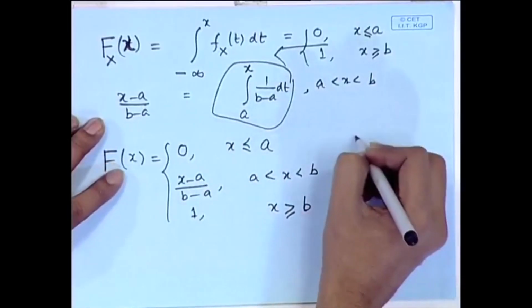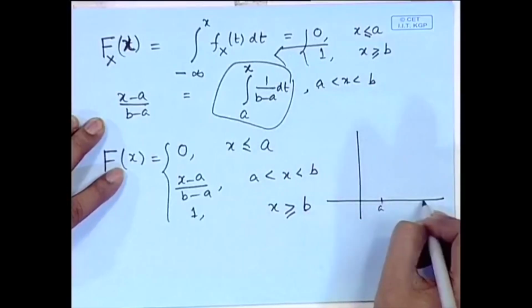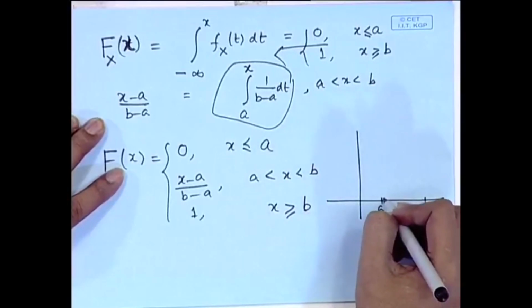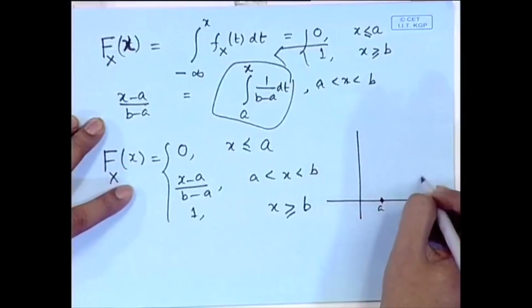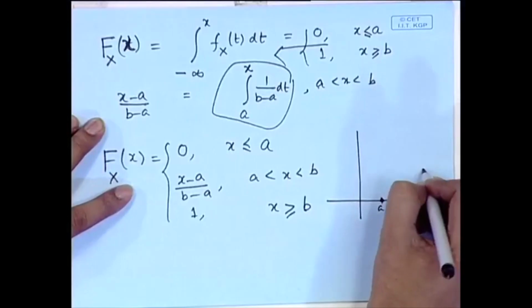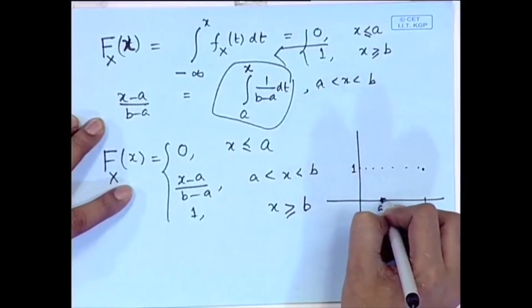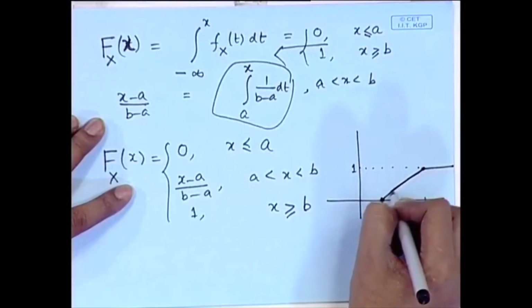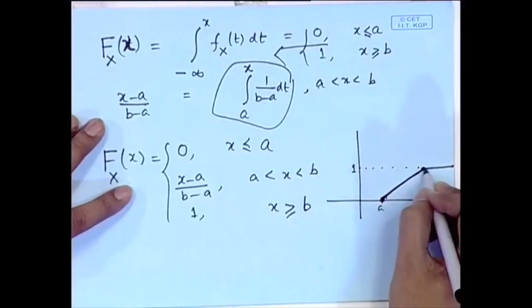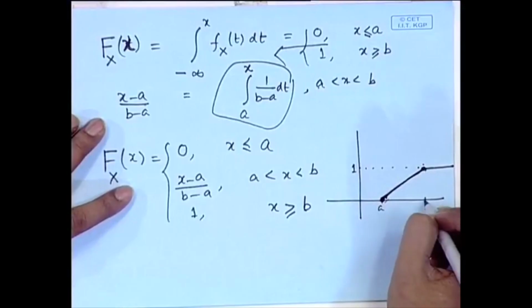If we plot this, suppose a is here and b is here. So, up to a it is 0, from a to b, suppose this is the value 1 here. So, it is a line here and thereafter it becomes 1. So, it is a straight line joining the point 0 to 1 here.